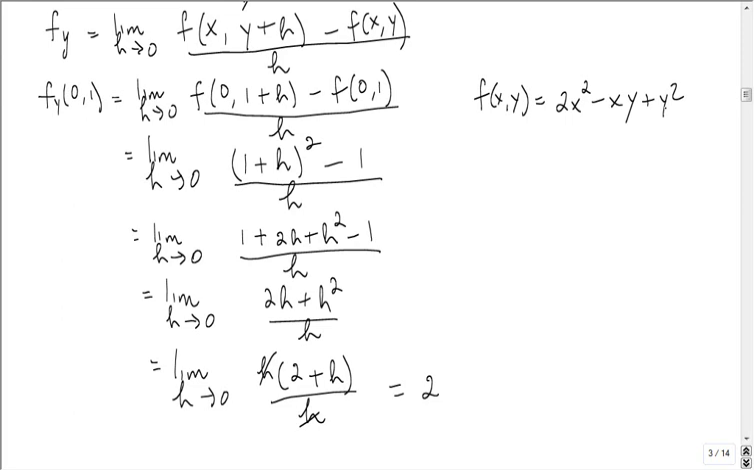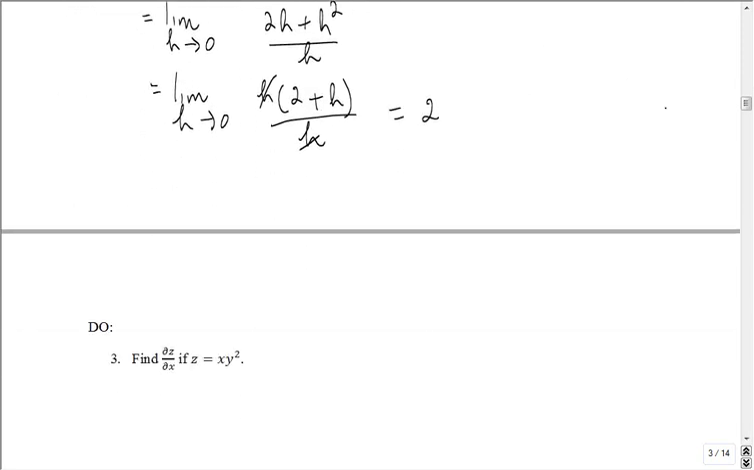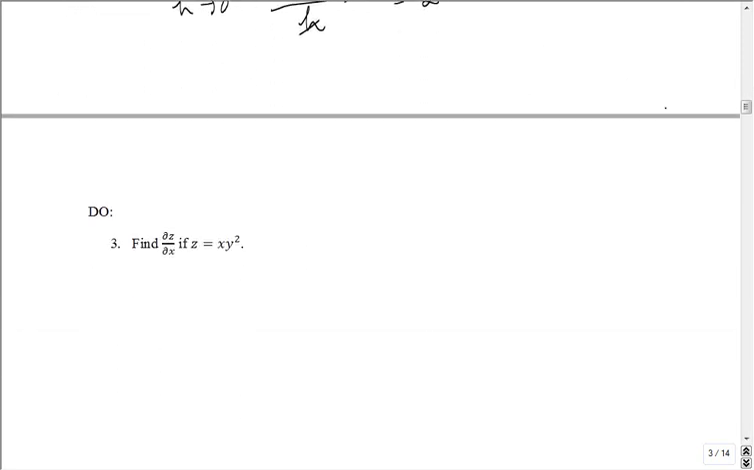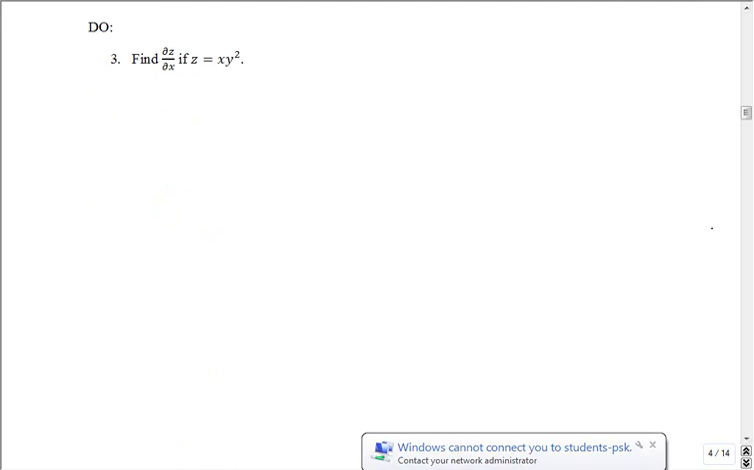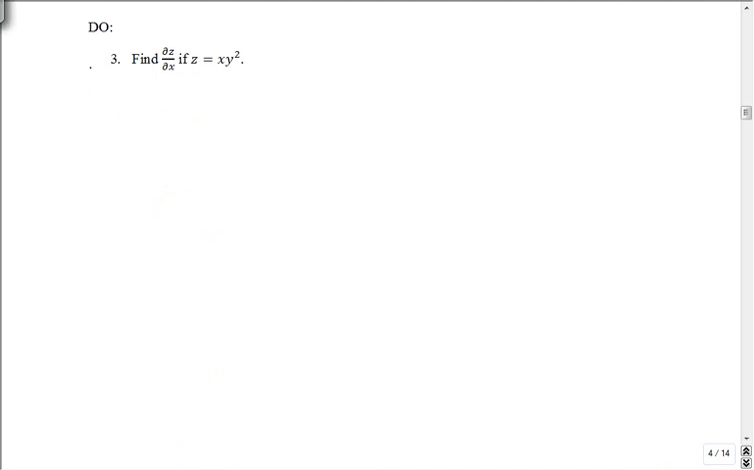So that's finding partial derivatives from first principles. Okay, why don't you try this one? Number 3, all I want you to do is find the partial with respect to x. That's all. So try that one. Okay, let's go over it. So partial z with respect to x is the limit. Always write the formula up front. It's going to help you.